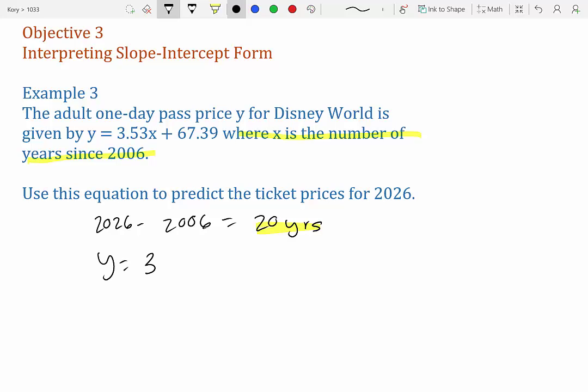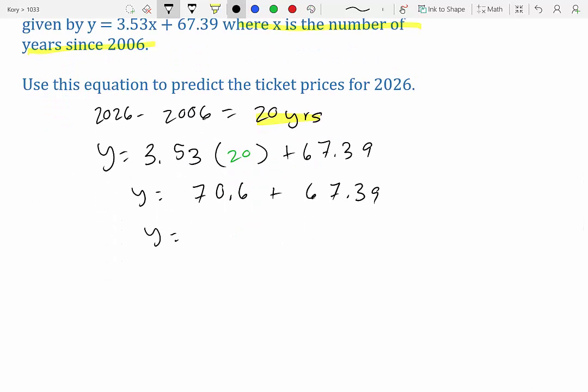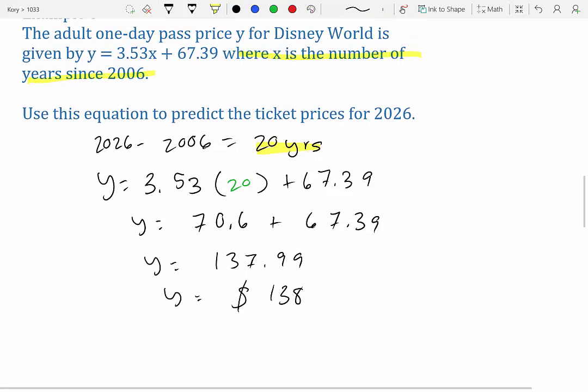So we have y equals 3.53x, which is our 20 years, plus 67.39. So we want to do 3.53 times 20. That gives you 70.6 plus 67.39. Combine like terms. We get 137.99. And let's just round that to $138. So using this formula, using this model, because it models behavior, in 2026 we can expect the ticket prices to be $138. I highly doubt that. It'll probably be way more by then.